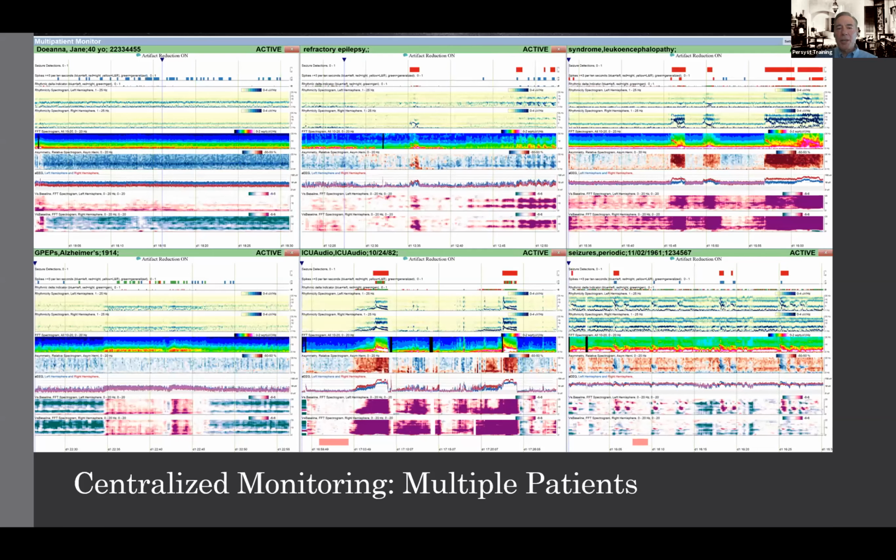So here's an example of a multi-patient display. I'm going to grab my handy arrow tool over here. There it is. This is going to update as the recordings progress, and you can set different numbers of cells on this.